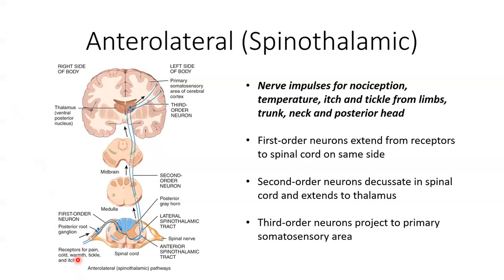The first order neuron connects to a receptor in the spinal cord. The axon of the second order neurons then decussate in the spinal cord, so they cross over to the opposite side. They then pass upward as a spinothalamic tract to the thalamus. And the third order neurons project from the thalamus to the primary somatosensory area of the cerebral cortex.